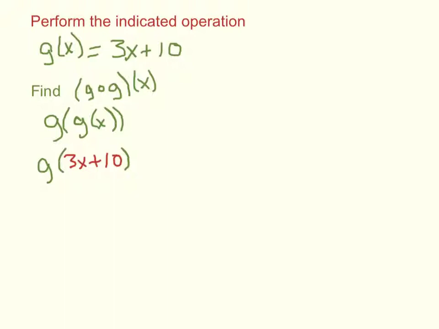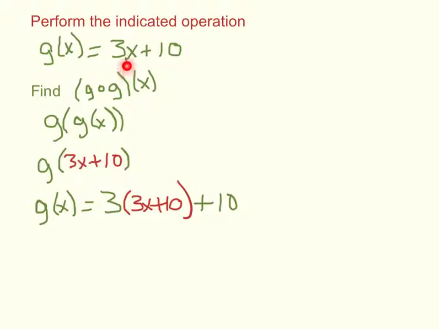Okay, well, now we're going to take this part here and plug that in for x, just as we would with any variable. We've got the x here. If it were a number here, we'd plug it in for x. Now it's just an expression that we're going to be plugging in for x. So I'm going to rewrite this. g of x is equal to 3 times 3x plus 10 plus 10. And all I really did here is I substituted this 3x plus 10 in for x.